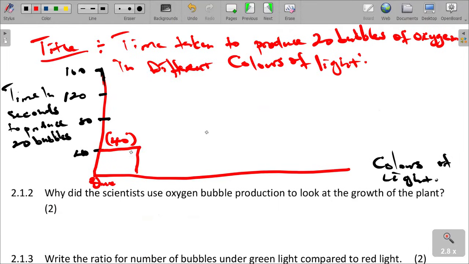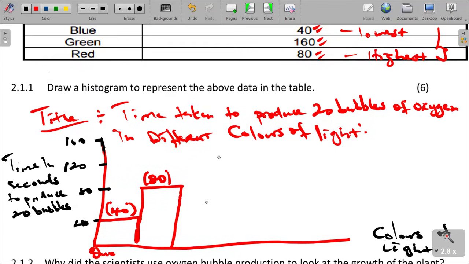And then we have got the next one, which is 80. Remember, these bars are going to touch each other because it is a histogram, and the width must also be the same. So we have 80 there.